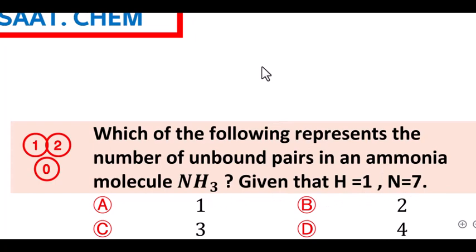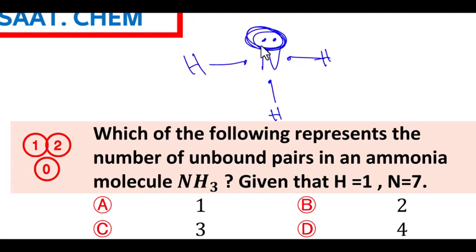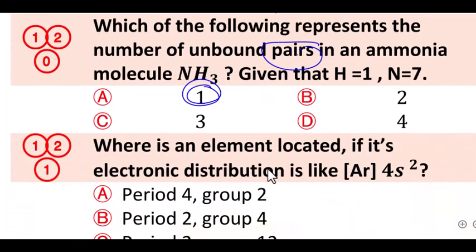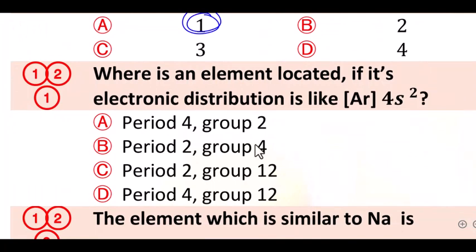Which of the following represents the number of unbonded pairs in an ammonia molecule, NH3, given that H is 1 and nitrogen is 7? Here in ammonia, the valence electrons are 5, bonded with 3 hydrogen. So only 1 pair is unbonded. If asked about the number of unbonded electrons, 2 electrons. Pairs, only 1 pair. 1 pair is 2 electrons. This is the Lewis structure.